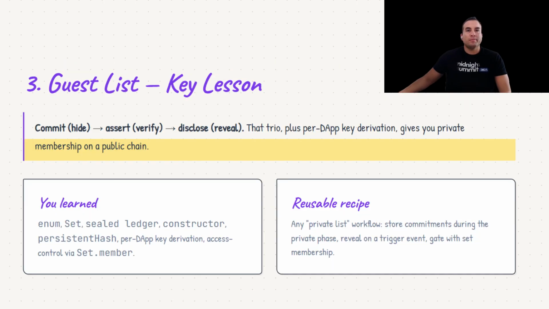Big takeaways: commit, assert, disclose. Hide it with a commitment. Check it with an assertion. Reveal it on purpose. That three-step dance is the recipe for private membership on a public chain. Add per-app key derivation on top, and you get cross-app unlinkability for free. You just added a bunch of tools to your belt: enums, sets, sealed ledger cells, constructors, persistentHash. You're ready for the final boss.